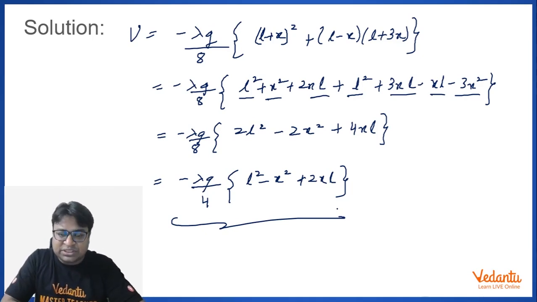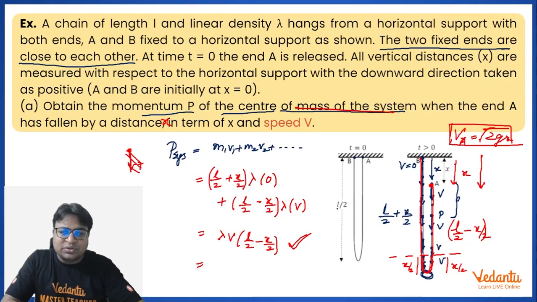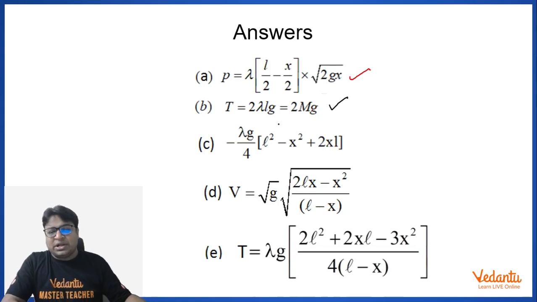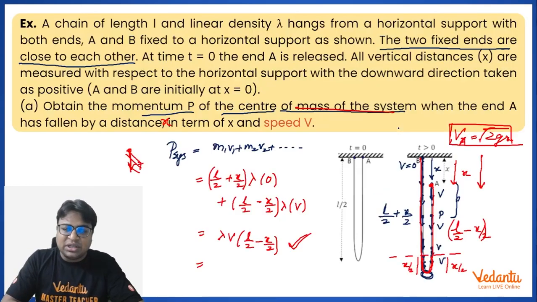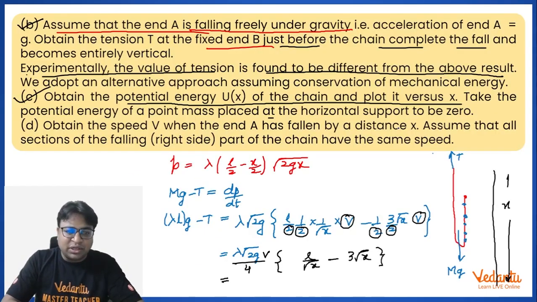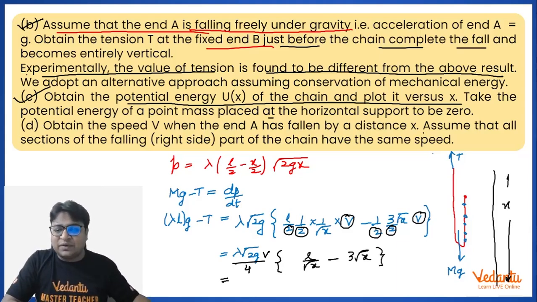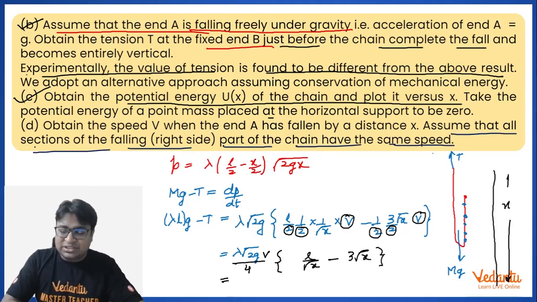Now let's have a look whether this is correct or not. So I guess we got this only, minus lambda g by 4 (L square minus x square plus 2xL). All right, so all good till now. We have obtained this part also. Now obtain speed v when end A has fallen by distance x. Assume that all the sections of the falling part have the same speed. Now they have asked us to assume this. We did this in part A also.